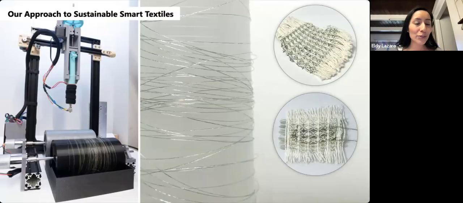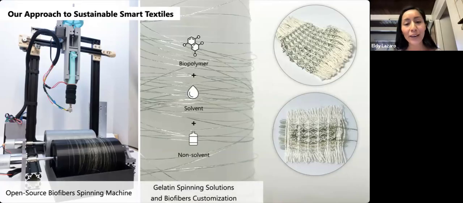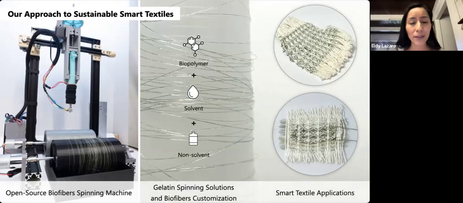So this is our approach to sustainable smart textiles. We really hope that this open source biofiber spinning machine could support the customization, prototyping and fabrication of fibers that are made out of biomaterials. We have a design space for customizing the fibers that we want, with the colors we want, thickness we want, mechanical properties we want. And we have also shown in this research project how gelatin biofibers could be incorporated into smart textile applications.